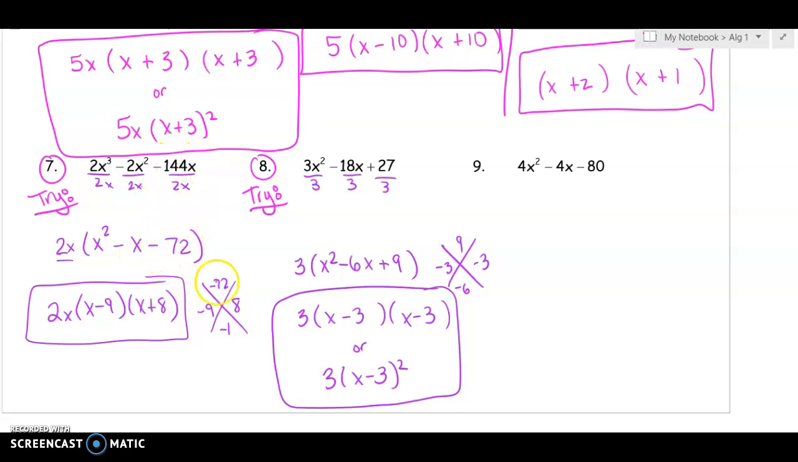Then you do your box problem. It's got to multiply to negative 72, add to be negative 1. You get x minus 9, x plus 8, and the GCF 2x is out in front.